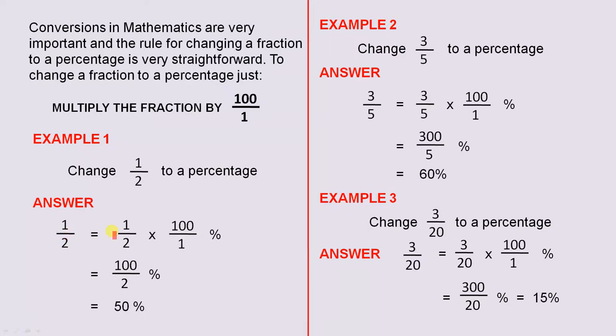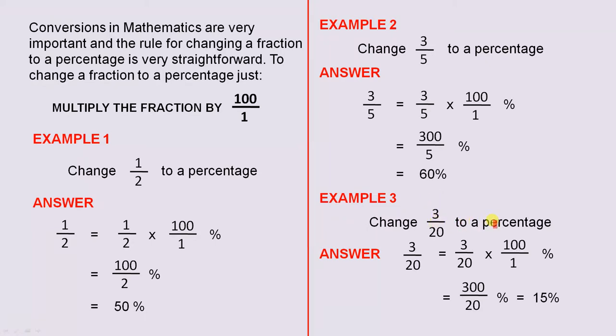So the answer, a half equals a half times 100 over 1, so that's the rule. 1 times 100 is 100, 2 ones are 2, 100 divided by 2 is 50, so the answer is 50%. Change 3 over 5 to a percentage. 3 over 5 equals 3 over 5 by 100 over 1, which is 300 over 5, which is 60%.